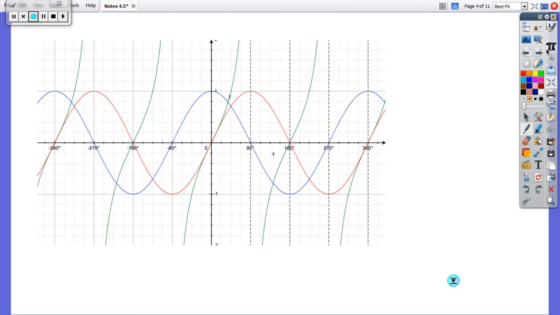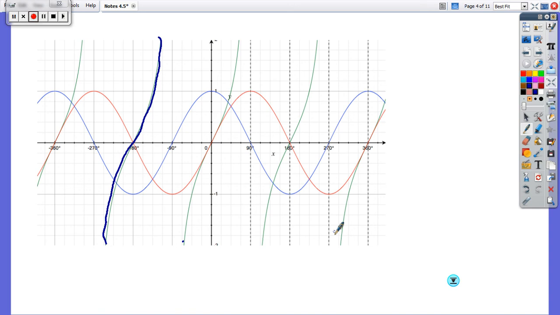Let's look at a picture. So this is our tangent graph. The green is tangent. I tried to trace it a little bit there, but you can see it occurs a bunch of times in this picture. Tangent has asymptotes at the zeros of cosine, and zeros at the zeros of sine.